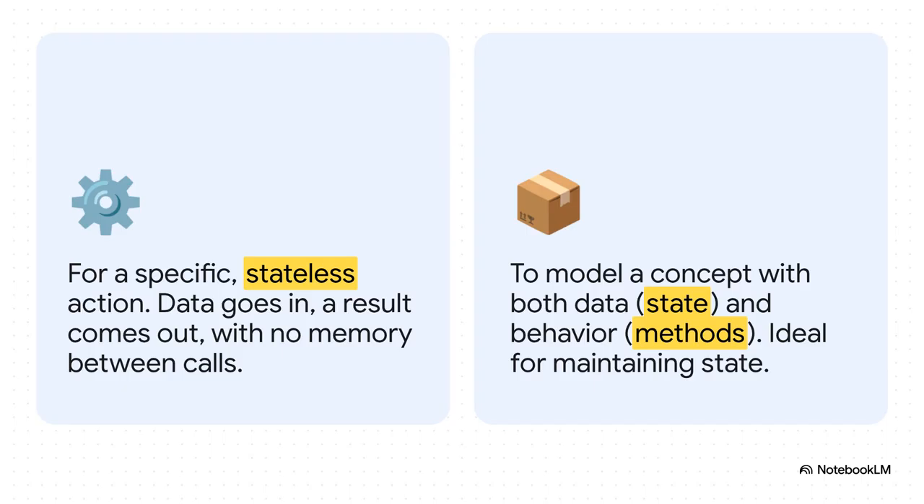Should this piece of logic be a function or should it be a class? And really, the answer comes down to one simple word: state. If all you need to do is perform a stateless action, data goes in, a result comes out, no memory of what happened before, then a function is perfect. But if you need to bundle data together with the actions that use it, like a model that has to remember its own weights between calls, well then you absolutely need an object to hold that state.